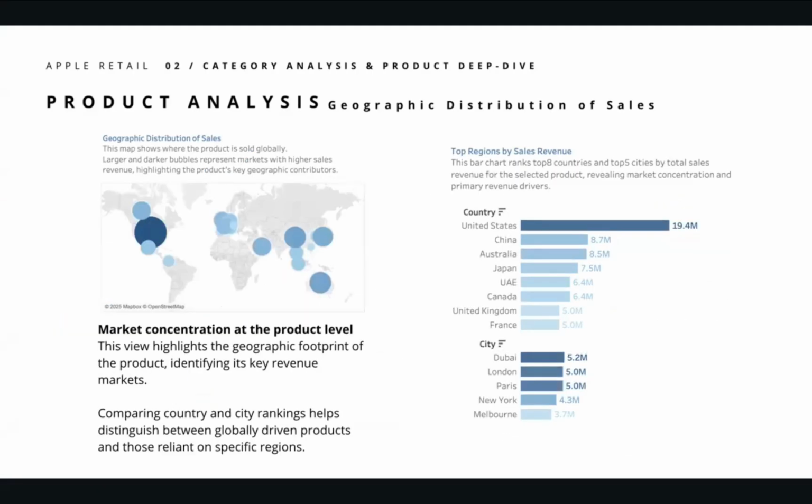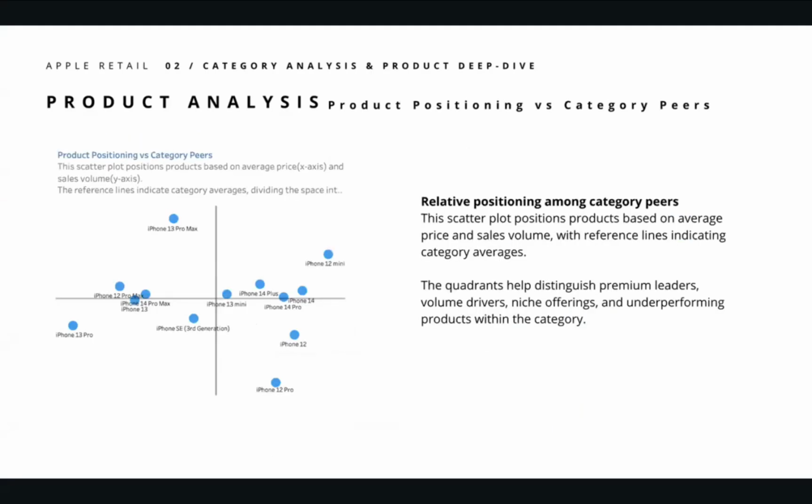This section mirrors the category level geographic analysis, but at the product level. By comparing country and city rankings, we can distinguish between globally driven products and those reliant on specific regions. For example, some products show diversified global demand, while others depend heavily on a small number of key markets, increasing geographic concentration risk.